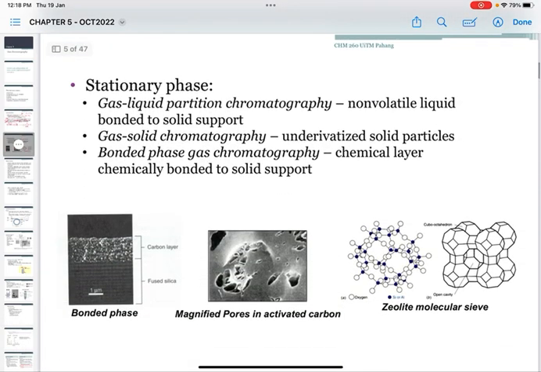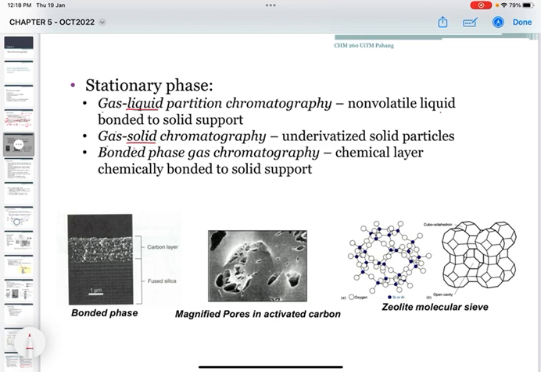Okay, then we look at the stationary phase. This is still under principle of chromatography. First, we look at the mobile phase. Now we look at the stationary phase. Stationary phase for gas chromatography can be liquid and can be solid. Okay. So kalau dia liquid, we call it gas liquid partition chromatography. Kalau dia solid, we call it gas solid chromatography. So normally liquid ni is a non-volatile liquid bonded to solid support.